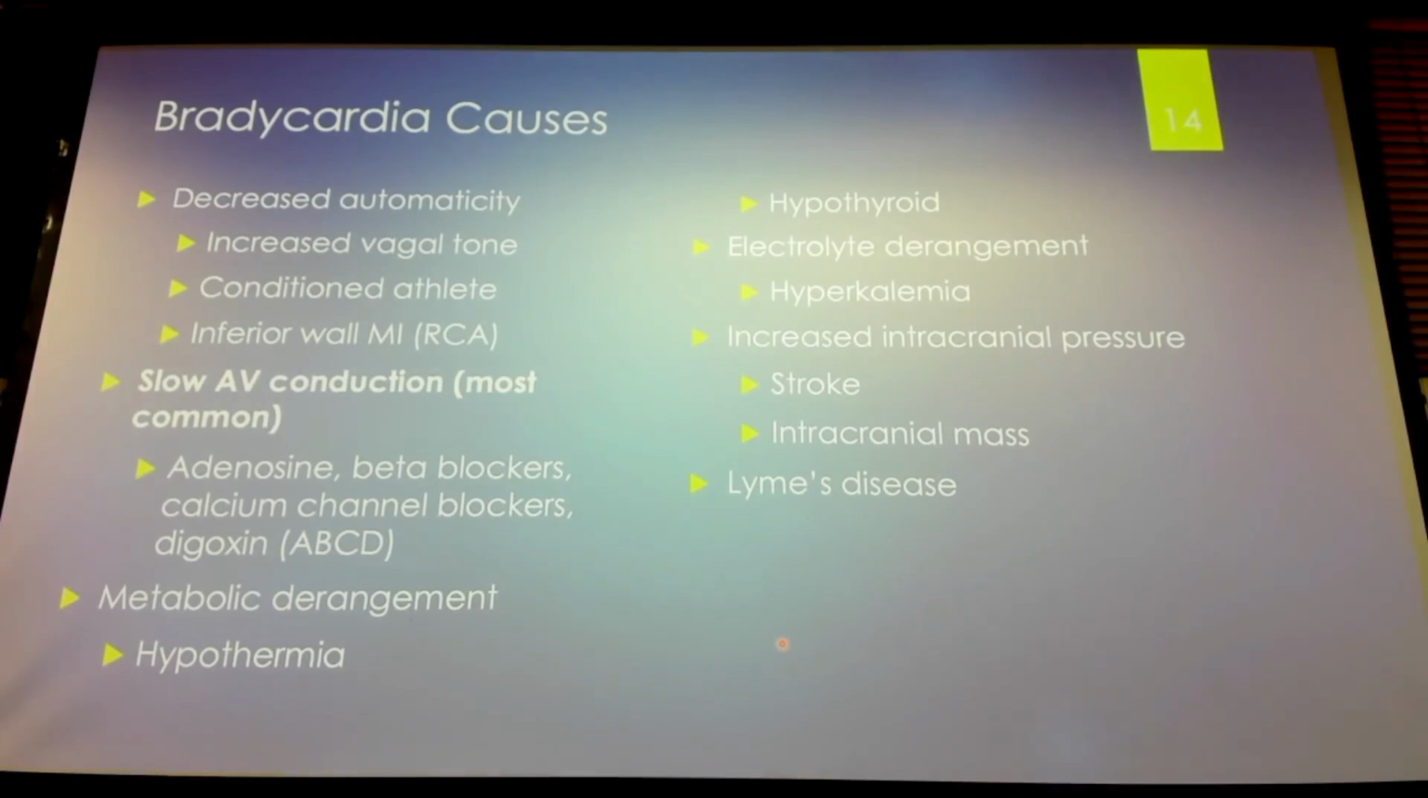Or this might be something that's normal in someone that runs a lot. Their heart is conditioned to beat at a slower rate. If someone has an inferior wall MI, it'll knock out their right coronary artery, which will knock out their SA node. The SA node is not going to be able to fire appropriately. And sometimes it's from medications that we prescribe our patients.